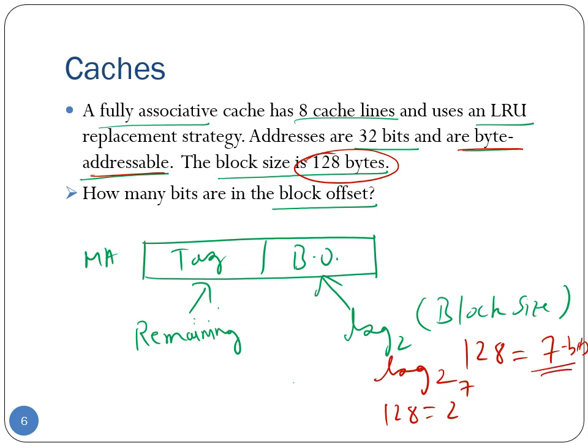Note that we just need to know the size of the block and whether this is a byte addressable memory or what is an addressable memory to solve this problem. There is a lot of extra information provided in the question which is not needed here. So for example, we don't need to know the number of cache lines, also the replacement policy and so forth.